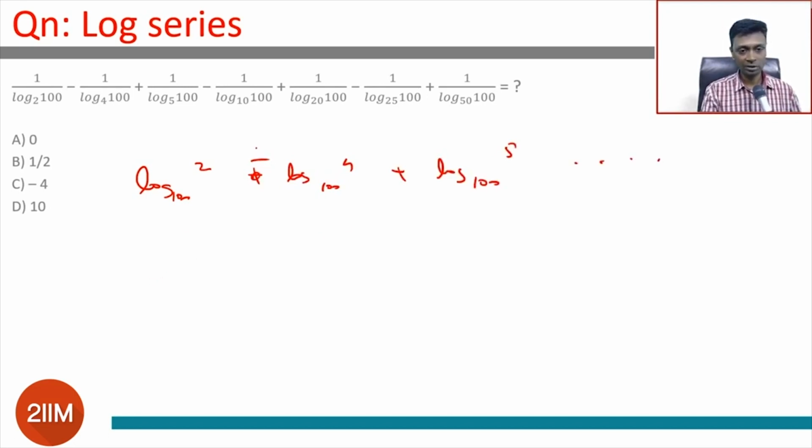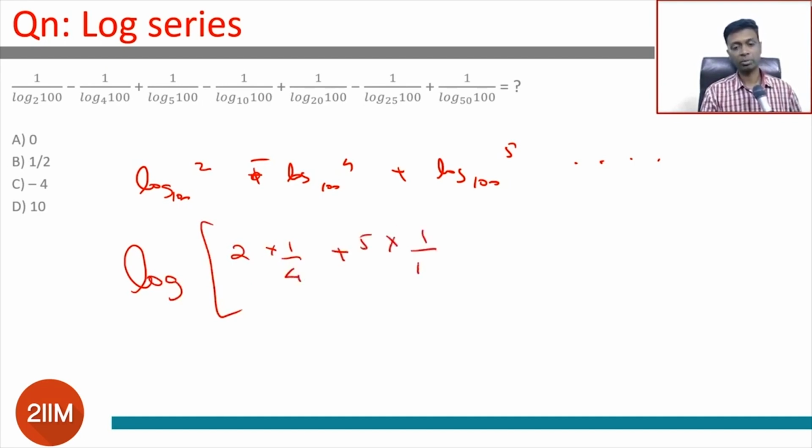I'm not going to write everything down because I'm already sensing this. Log A minus log B is log of A by B. Everywhere the base is going to be 100, or we are looking at log of 2 into 1 by 4 into 5 into 1 by 10 into 20 into 1 by 25 into 50.